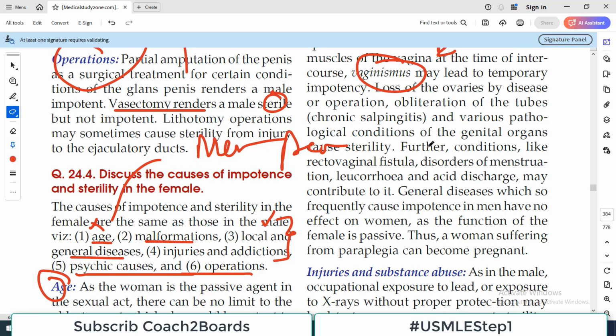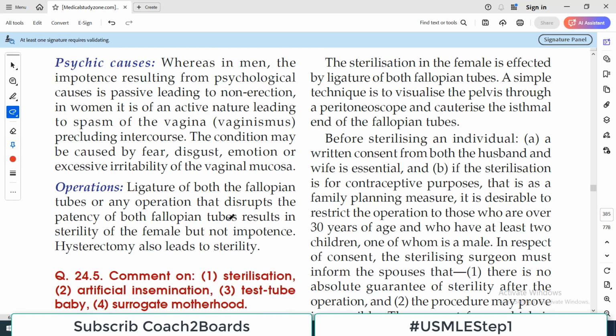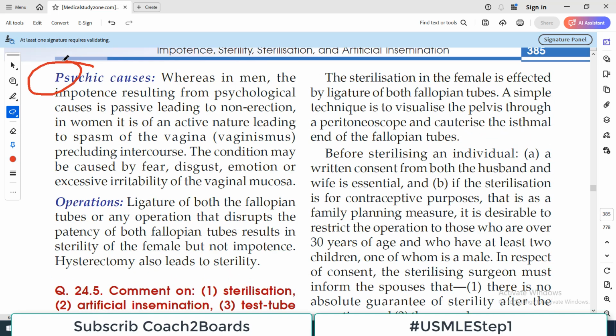सो लोकल इश्यूज हैं. देन इंजरीज एंड सब्सटेंस अब्यूज, अगेन एक्सरेज का एक्सपोजर, कोई ड्रग्स का अल्कोहल यूज हो रहा है, ओपीएम फीमेल्स भी यूज करती हैं. सो नारकोटिक्स जैसे मेल्स में हमने डिस्कस किया था, दे कैन कॉज इशूज हेयर एज वेल. एंड साइकिक कॉजेज जस्ट लाइक इन मेल्स, यू नो देर आर सो मैनी फीमेल्स हु आर नॉट वेल साइकोलॉजिकली, दे कैन नॉट परफॉर्म प्रॉपरली ड्यूरिंग द सेक्सुअल एक्टिविटी. सो साइकोलॉजिकल कॉजेज आर ऑलवेज देयर.